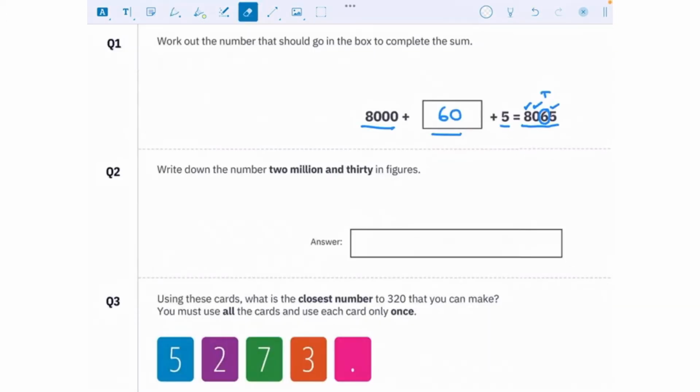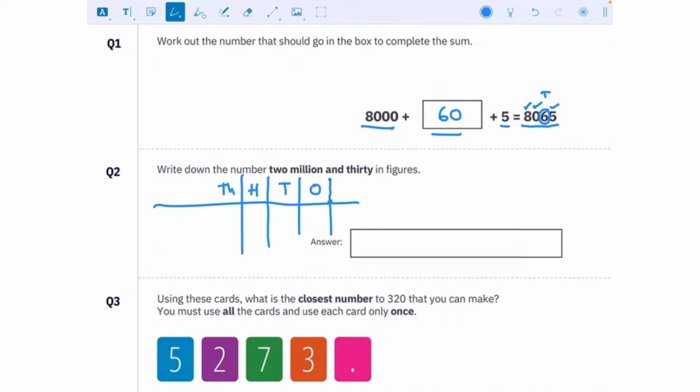For question number 2, write down the number 2,030,000 in figures. So let's use our grid again. We have the decimal point, and that has our ones column next to it, our tens column, our hundreds column, our thousands column, our 10,000s column, our 100,000 column, and then the million column goes next to that, so quite a long way over.